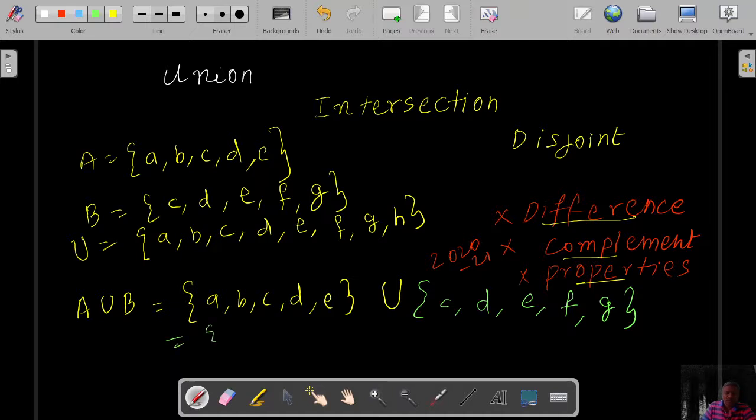So A union B will have elements of both. So what I will do is A, B, C, D, E. Because this set should contain all the elements of A, I am writing A, B, C, D, E, and I have to write all the elements of B. But I have already written the C, D, E, it's already there. So I need not repeat again, I should not repeat again. So what I will do is the extra elements, these are the extra elements, that also I will write here. So this is what is called A union B.